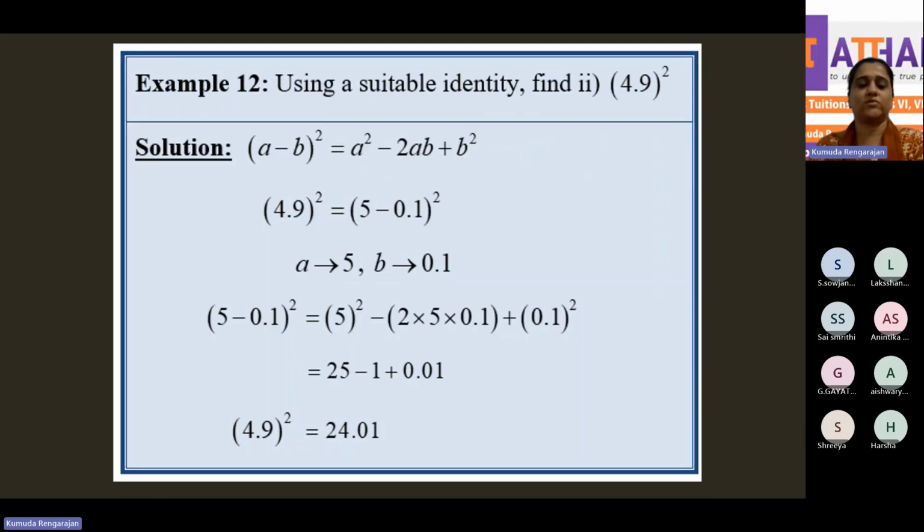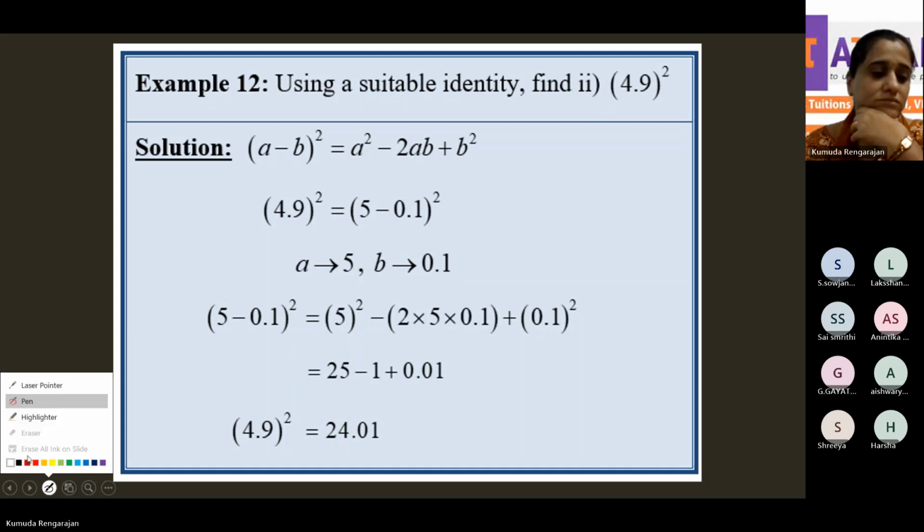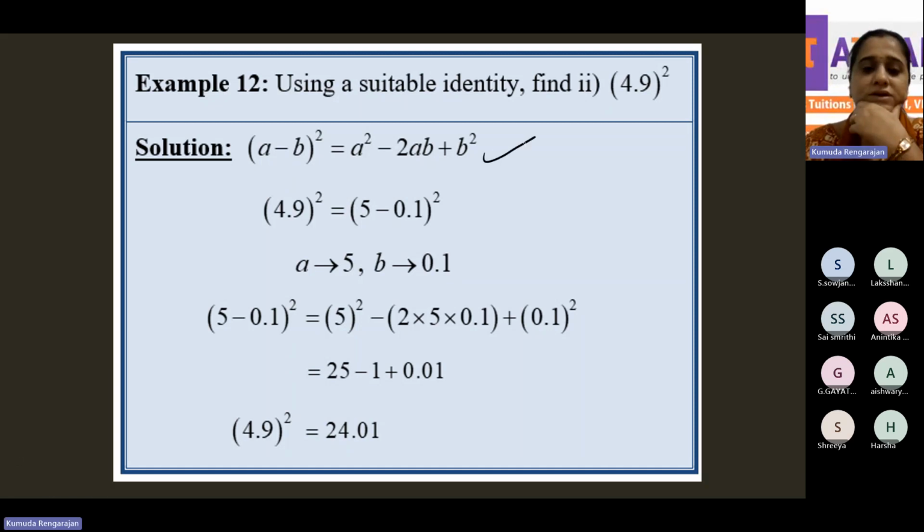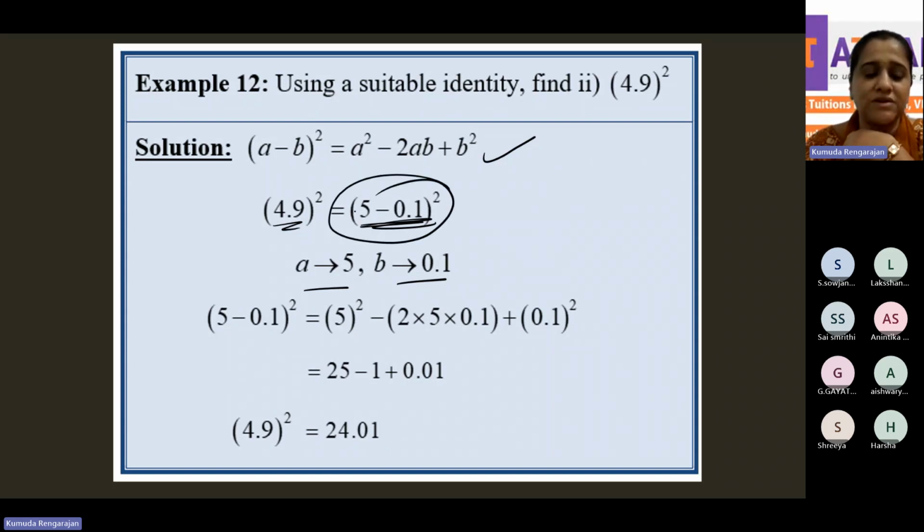This you can do. Look at this one. This is how you present the answer. Identity: make the question look like (a minus b) the whole square. Then write out the values of a and b. Then write this one, (a minus b) the whole square.